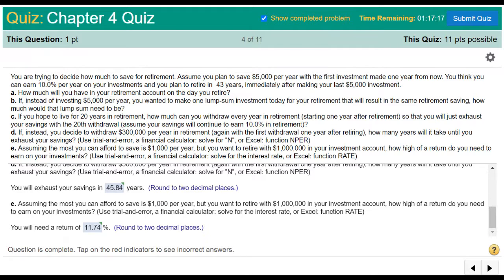Now, E, I'm solving for IY. So 43 is N. I leave IY alone. Payment is negative 1,000. Present value is 0. Future value is 1 million. And then I compute for IY and I will come out to 11.74.